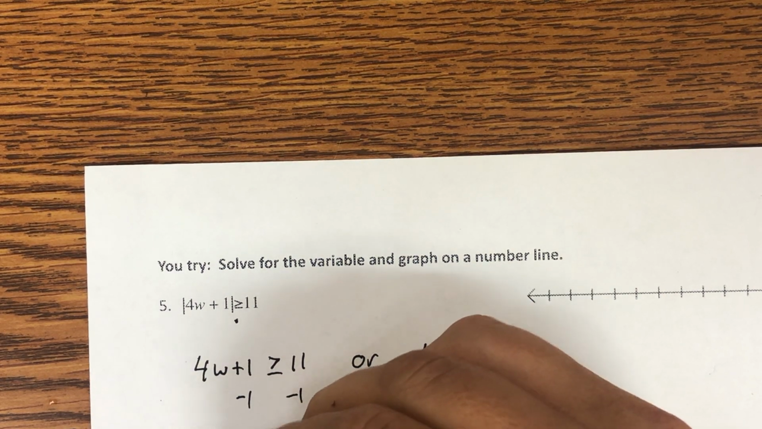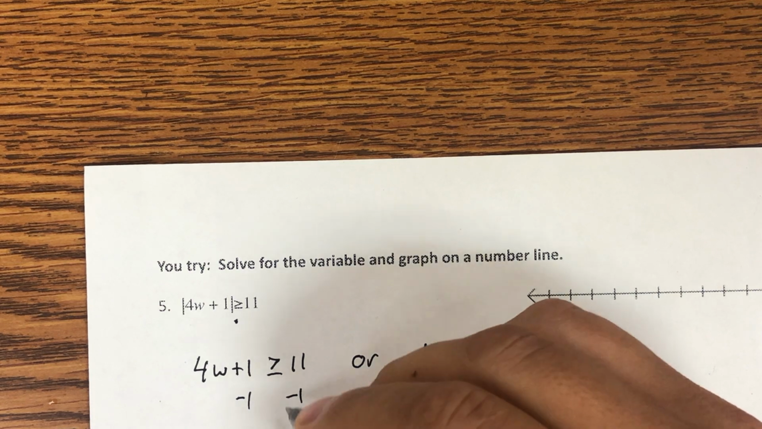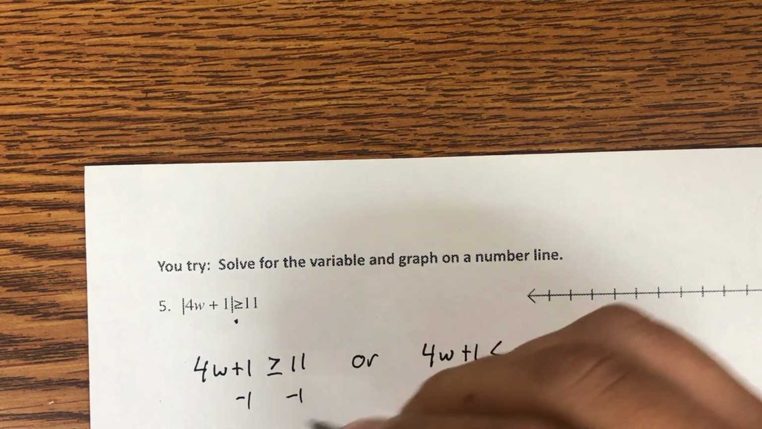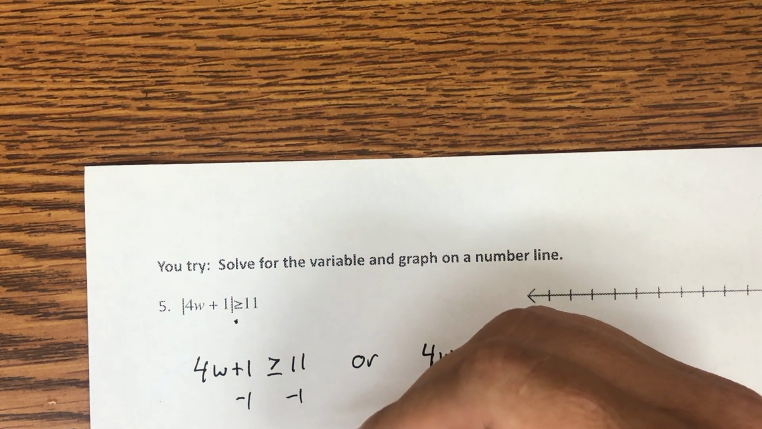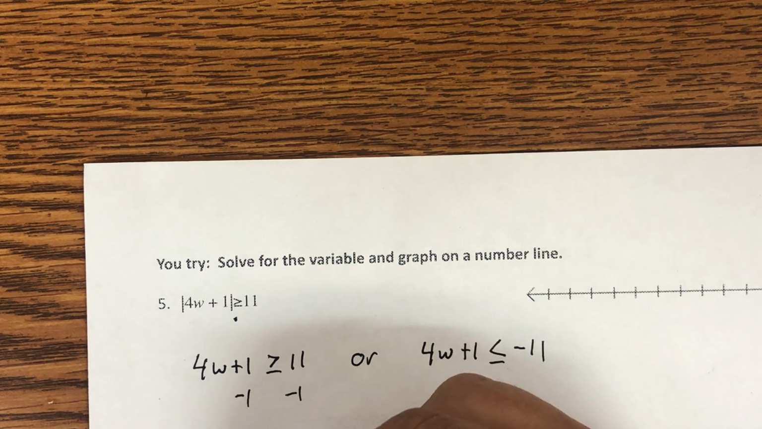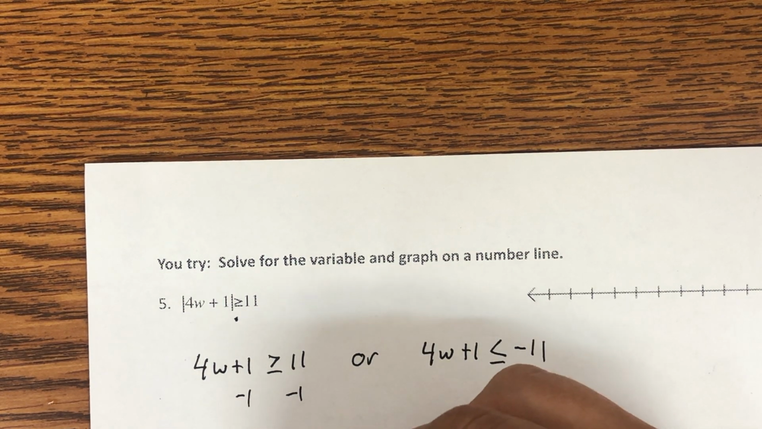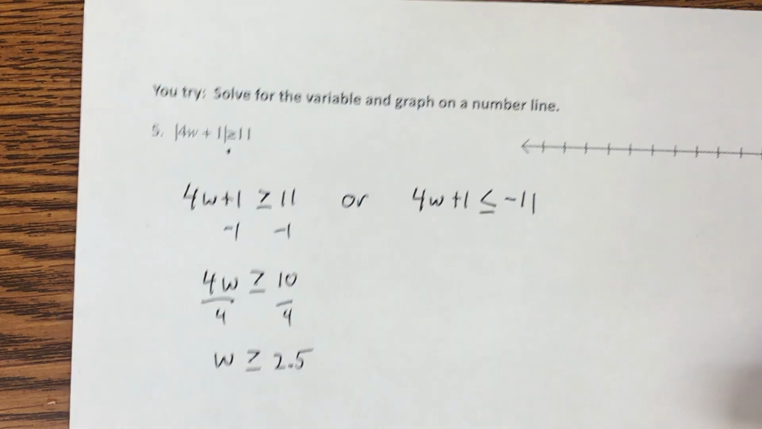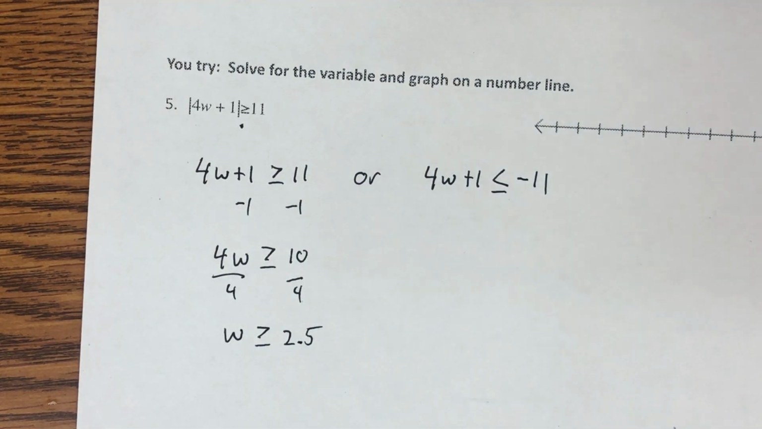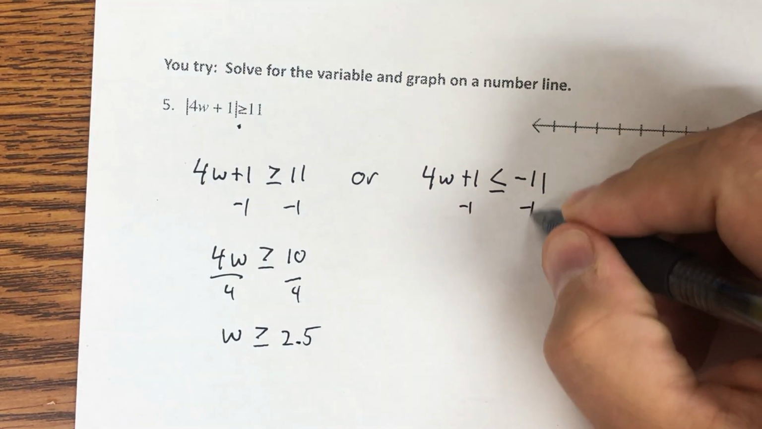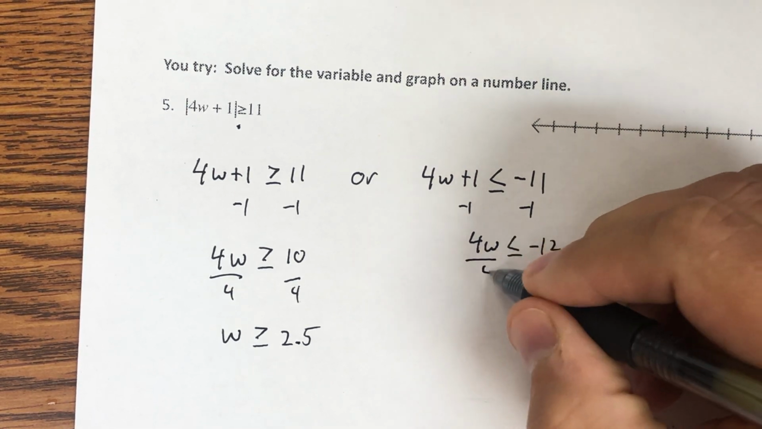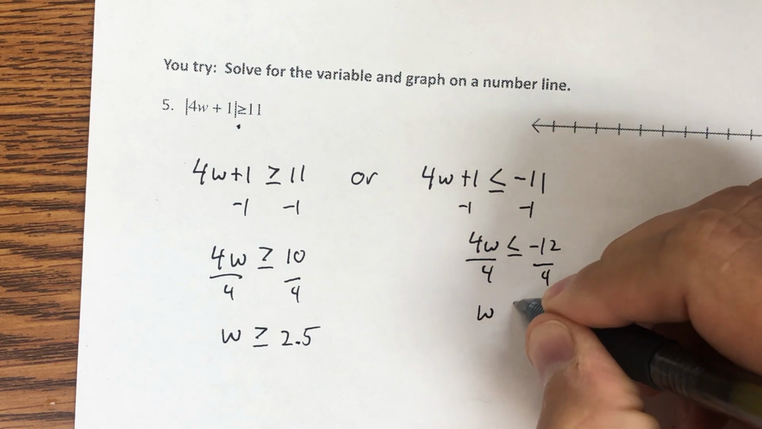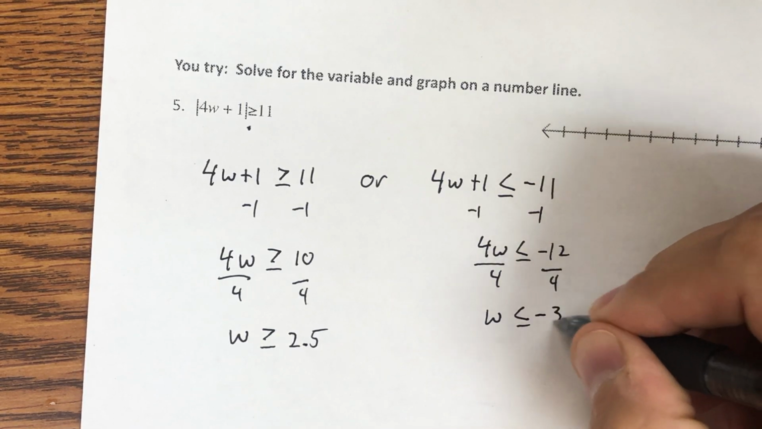Subtract 1 first: 4w greater than or equal to 10. Divide by 4, that is a fraction, 10 divided by 4. I like decimals on the number line a little bit better, so it's 2.5. W is greater than or equal to 2.5. Minus 1: 4w less than or equal to negative 12. Divide by 4: w is less than or equal to negative 3.